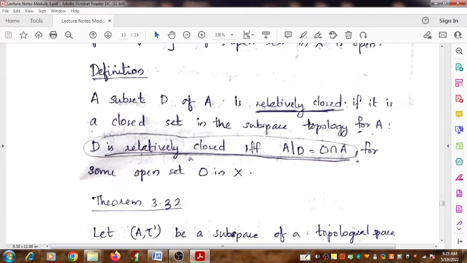So we can define a subspace topology for A. There exists a subspace topology for A, but that subspace topology is related to the original topology, which makes the space X a topological space.